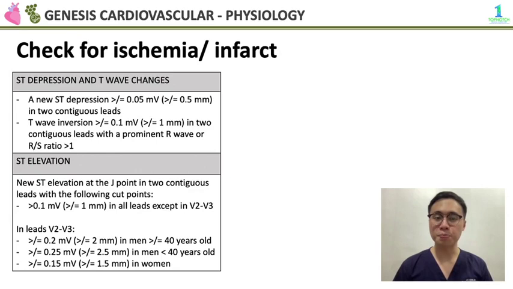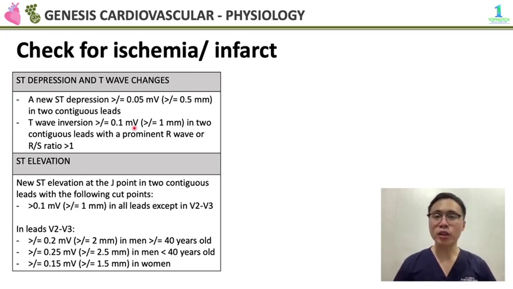Next, you want to check for the presence of ischemic changes or infarct. ST depression and T wave changes would be indicative of ischemia. If you have a new ST depression of more than 0.5 millimeter or T wave inversion of more than 1 millimeter, and it has to be in 2 contiguous leads, that could be indicative of ischemia. But bear in mind that different references have different cutoff values for when a finding is significant enough to be considered ischemia.